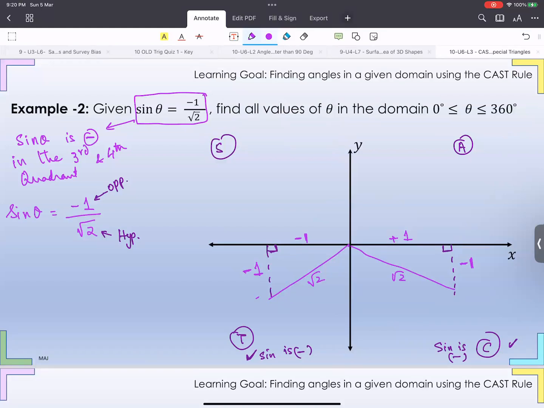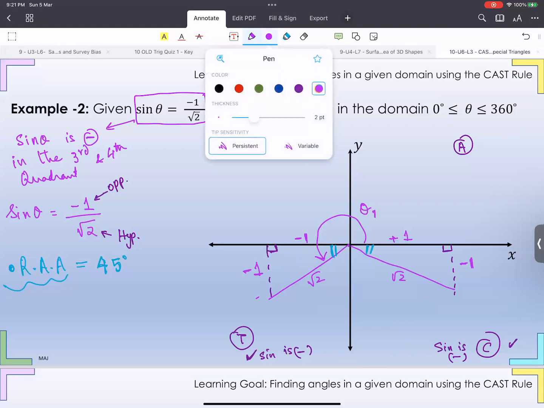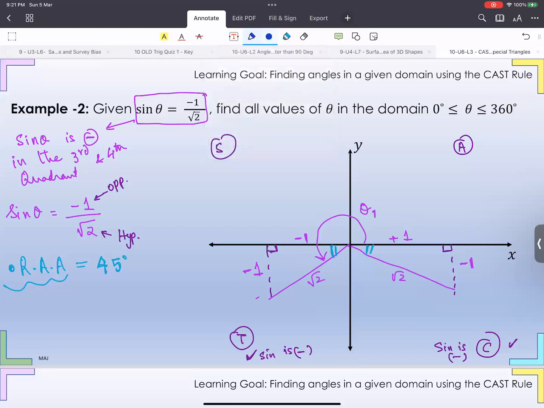Okay, so there are two possible angles, but before we figure that out, we first need to find the related acute angle. What is that equal to? That we know is 45 degrees, because from the special triangle, that's 45 degrees, right? So what are the angles? The first solution goes all the way from here to here. I'm going to call that theta 1. My second solution is going to go all the way from the positive x-axis to this terminal arm.